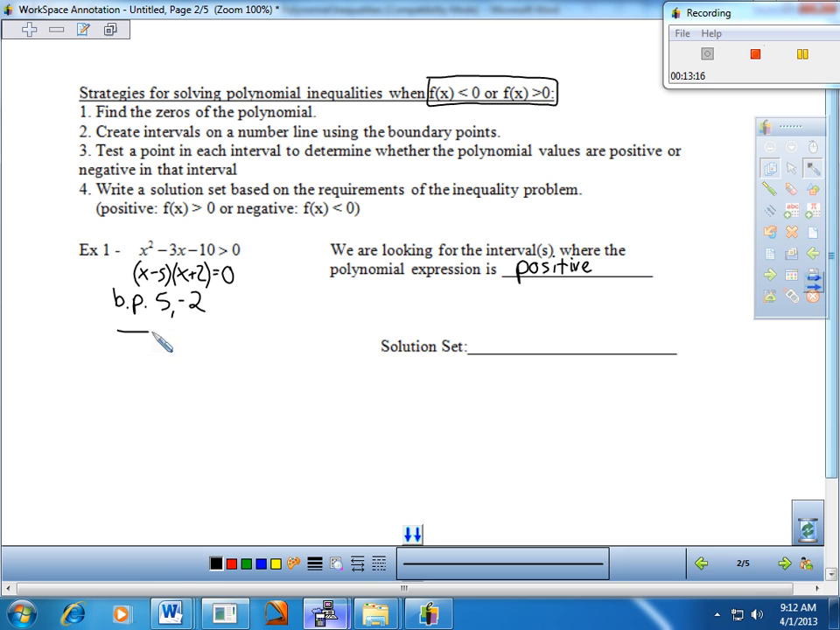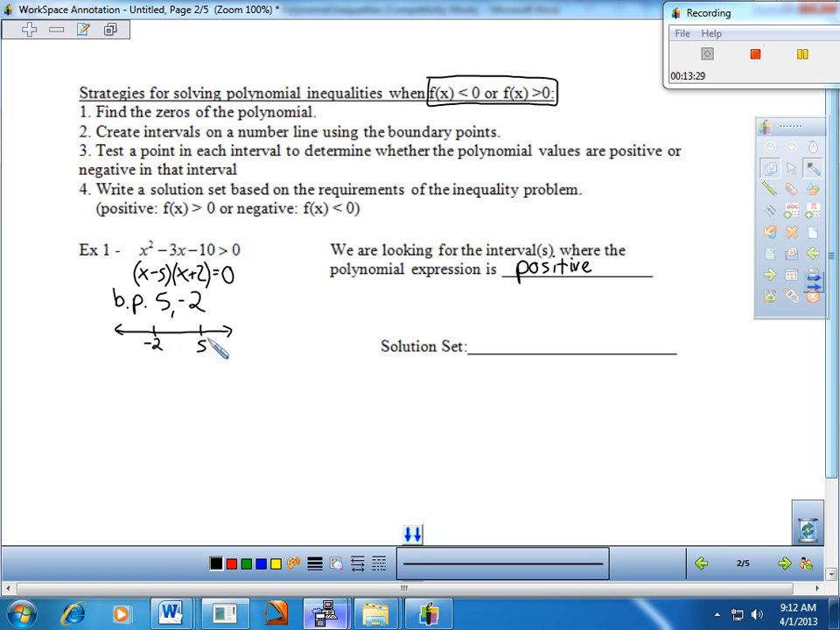Now, you don't have to do this if you don't want to, but sometimes it's helpful to have a little number line handy and just kind of talk about those boundary points. So in terms of a number line, negative 2 is over here and positive 5 is over here. Which means if I have these 2 as boundary points, I'm going to have 3 different intervals to check. So here's a boundary right here, right? To the left of negative 2 is one interval. That's something we have to check. Then negative 2 to 5 is another interval we have to check. And then greater than 5 happens to be another interval to check.